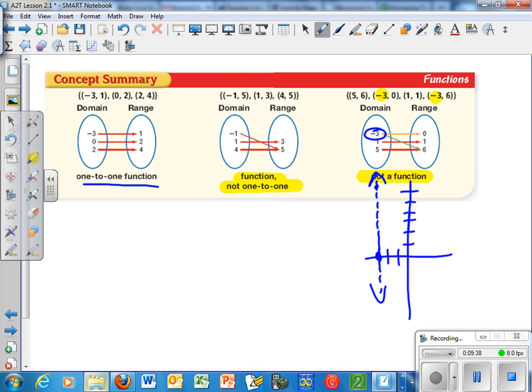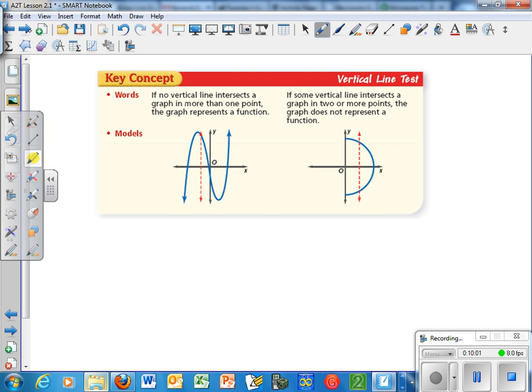So that relation would not be a function because it wouldn't pass the vertical line test. Remember, if any vertical line goes through more than 1 point, it's not a function. That happens when you have repeated x values. Functions that are not one-to-one are when you have repeated y values. They're still functions, because there's not the same x value, or the same domain value, going to 2 different y values. All right, and we'll get into the vertical line test on the next slide.